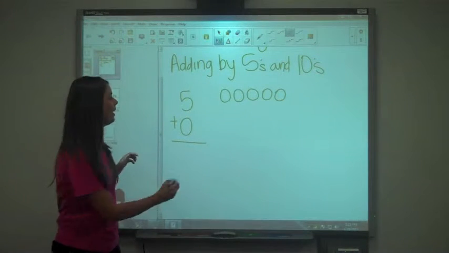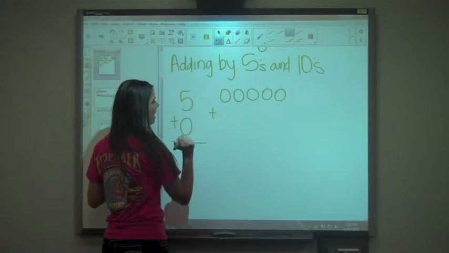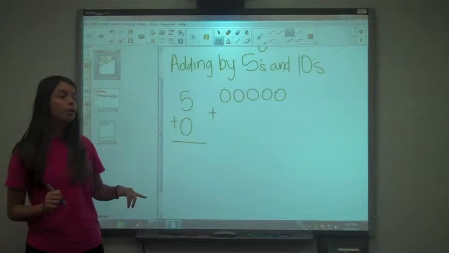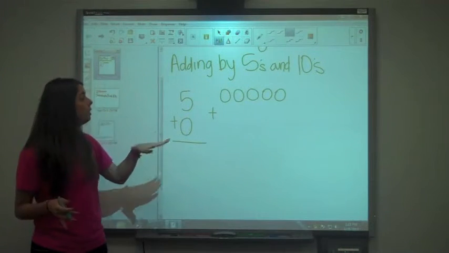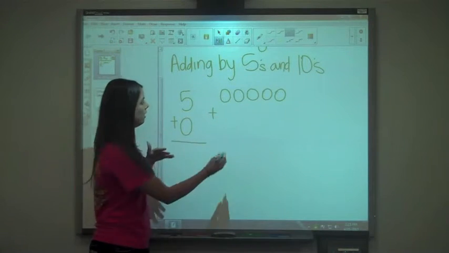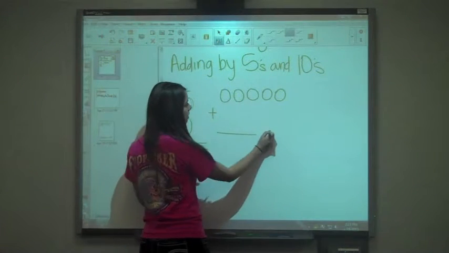Now, since we're adding, we're just going to go ahead and put over our adding sign so we remember what we're doing. And 0. 0 represents nothing, so we don't even have to put anything there. We're just going to carry over our line.